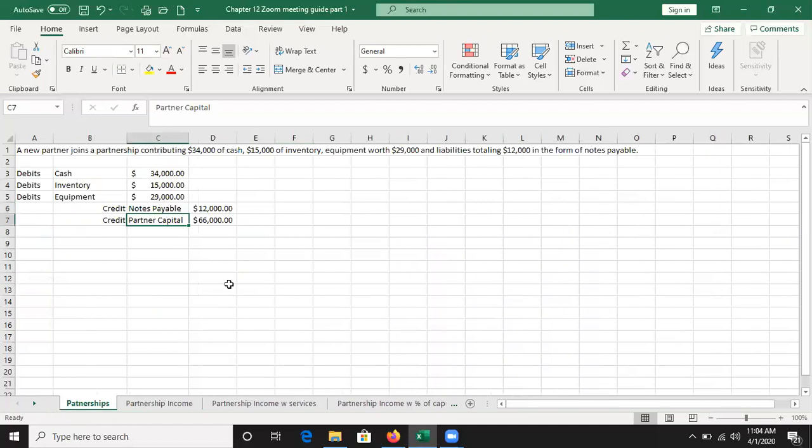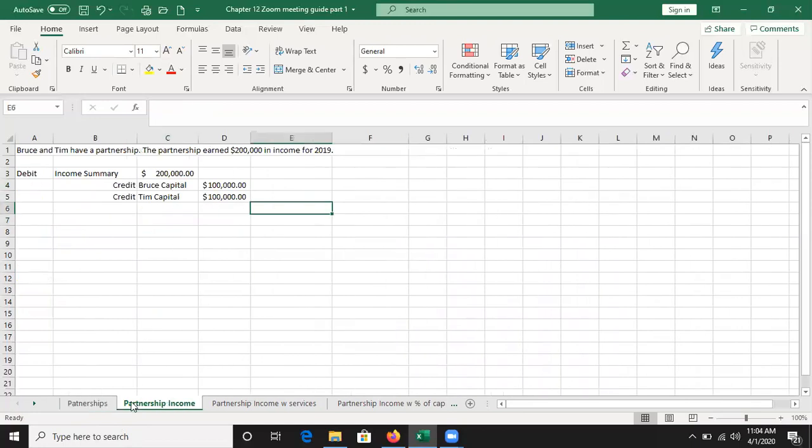Okay, a brief summary. When a partner joins a new partnership and they contribute assets and liabilities, again, you're the partnership perspective. You debit assets you're receiving, credit liabilities. The difference is credited to capital. Partnership income, you go by what the partnership agreement says first. If the partnership agreement doesn't say anything specific, you just split income or losses evenly.